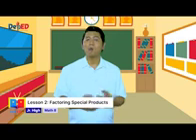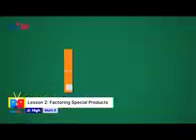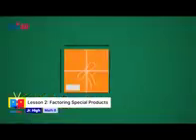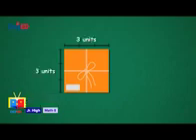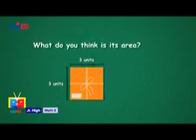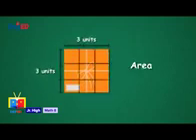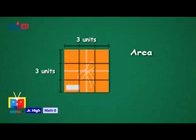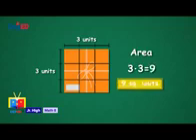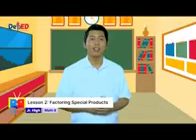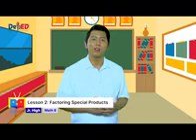But before that, I would like you to observe. Suppose that this square has a side that measures 3 units. What do you think is its area? The area of the square is just equal to the product of its side multiplied by itself. So what is 3 squared or 3 times 3? The area of the square is 9 square units.